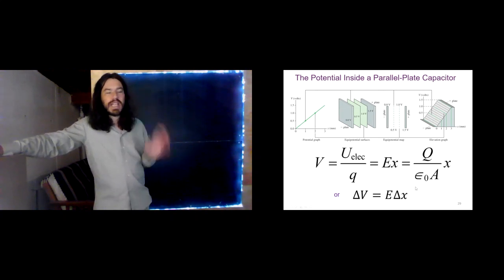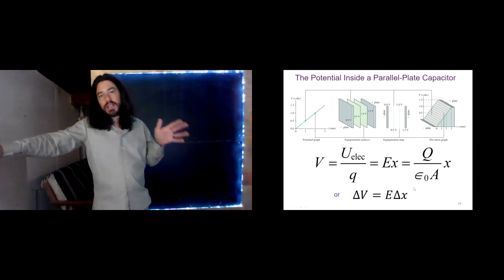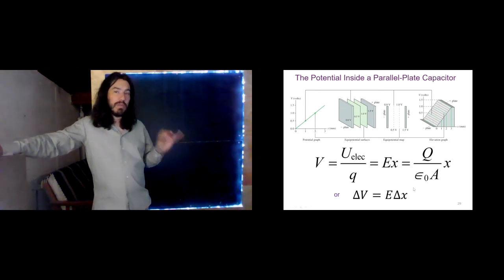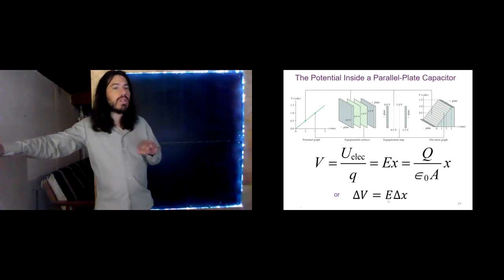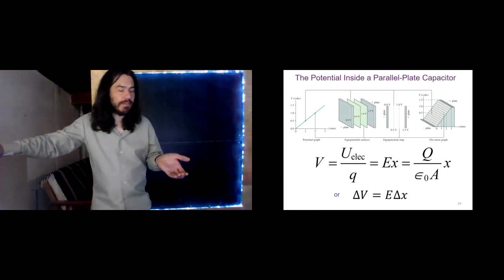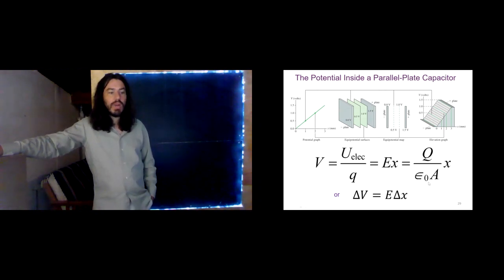Now, this is the potential inside a parallel plate capacitor. Why do we care about parallel plate capacitors at this point? Because they create a uniform E field. So indeed, this equation will work inside a parallel plate capacitor every time, but it will also work anytime we get problems where we've been described a uniform E field, or an approximately uniform E field, in which case we can still use this equation.